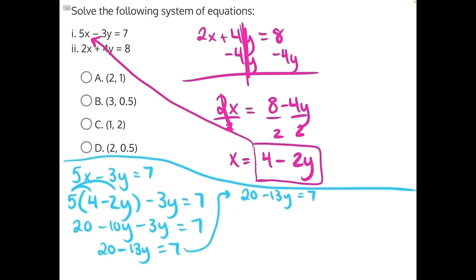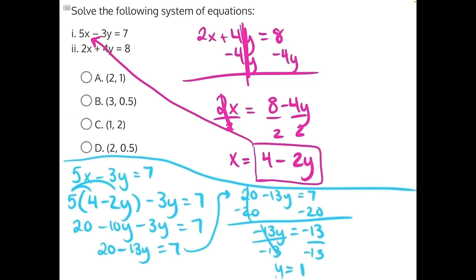We'll have to do opposite operations and subtract 20 from both sides. The goal is to isolate our variable y. So we'll have negative 13y is equal to 7 minus 20, which gives us negative 13. And then our last step is to divide both sides by negative 13. These will cancel, leaving us with y is equal to anything divided by itself is just 1, so y is equal to 1. And in this case, that actually allows us to pick our correct answer right away because the only answer with a y value of 1 is answer choice A, our correct answer.